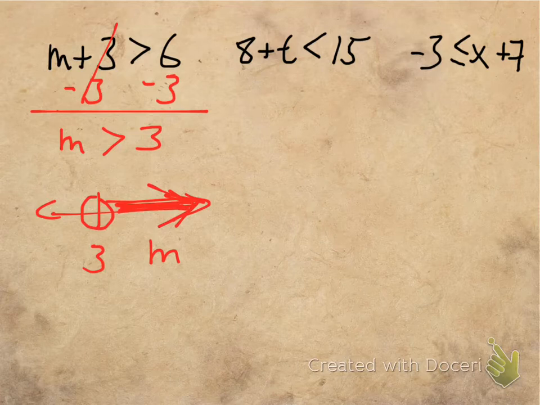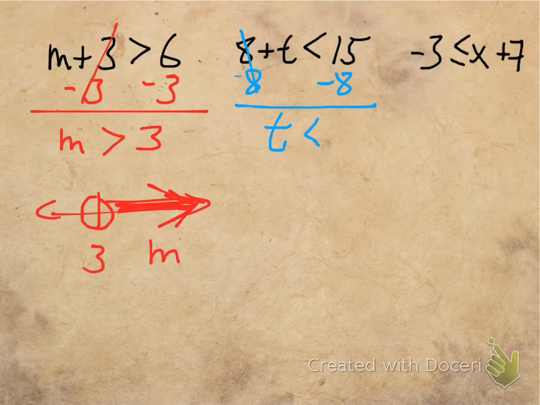The next one, we have 8 plus t, so we have to get rid of that 8. It's a positive 8, so we're going to get rid of it by subtracting 8. So subtract 8 from the left, subtract 8 from the right. Notice that I put the minus 8 right underneath the 8, and I lined up over here on the right the 8 and the 15. Again, something will always cancel on the left side, and so we'll be left with t is less than 7.